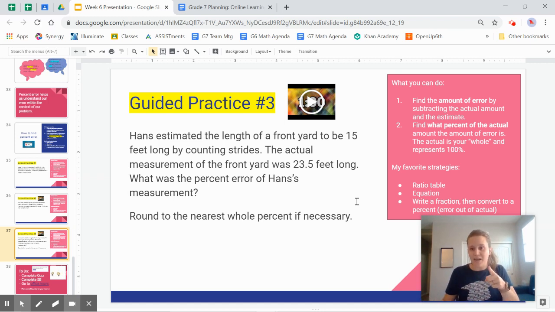Awesome. You choose the strategy. I've shown you ratio table and this last one, write a fraction. You could also write an equation if that is more your speed. You have 1 minute to do that. Go.